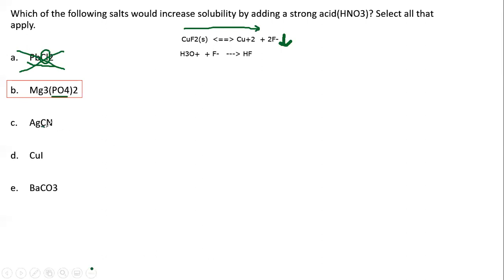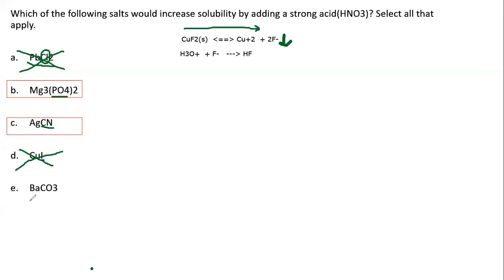Next we have silver cyanide. Again, cyanide is the anion of a weak acid. It's not an anion of a strong acid. So therefore, since it's an anion of a weak acid, it would increase in solubility when you add a strong acid to it. Next we have copper iodide. Iodide is the anion of a strong acid, so this would have no effect when you add a strong acid to it.